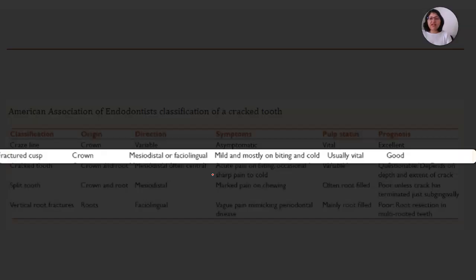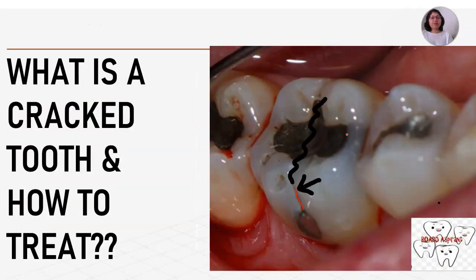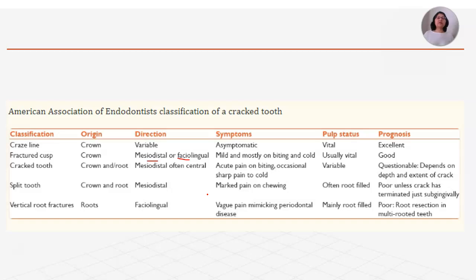Fractured cusp. Now, fractured cusp could be anything again. It could be mesiodistal or it could be faciolingual. The symptoms are mild, mostly on biting and cold. Just like the case I showed in the beginning, in the picture here, this patient had come with a complaint of biting pain and also sensitivity to cold. Here I could see certain fracture lines around the margin of the amalgam restoration that the patient has, and when I started removing the amalgam, I could see the fracture line on the tooth extending to the cervical.